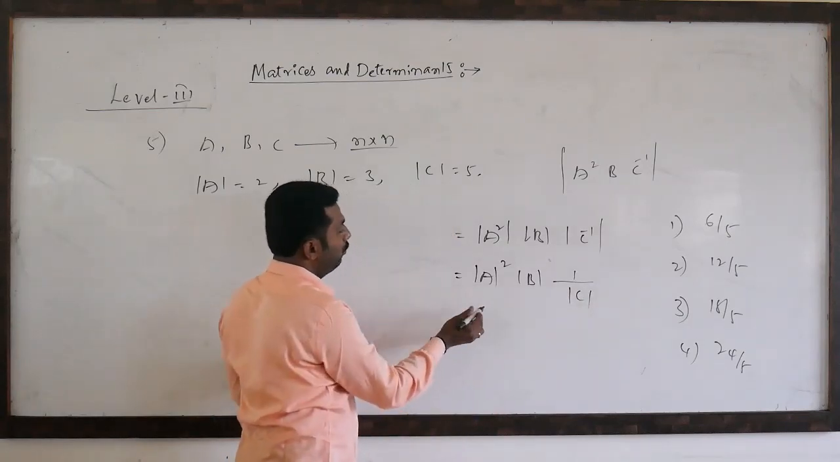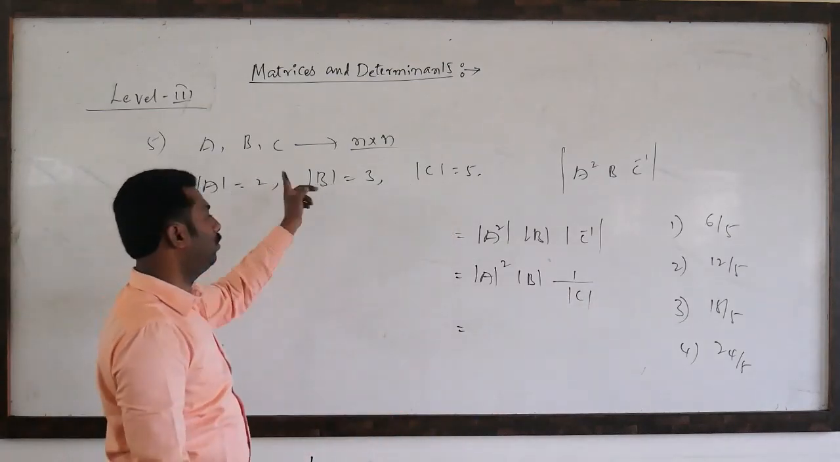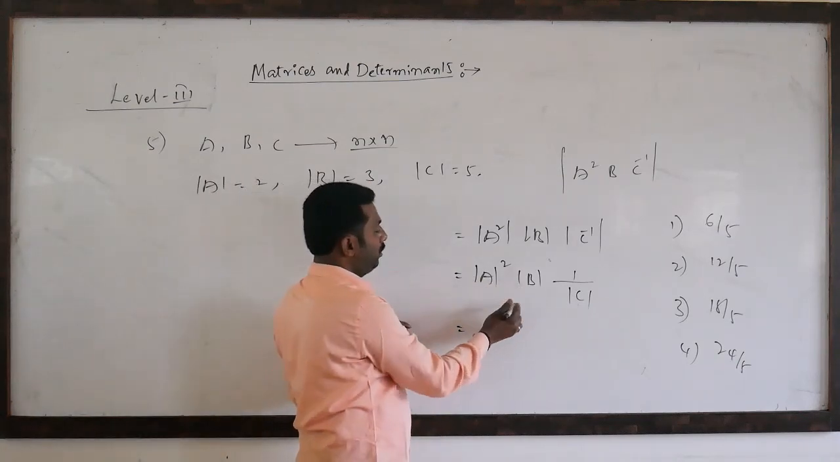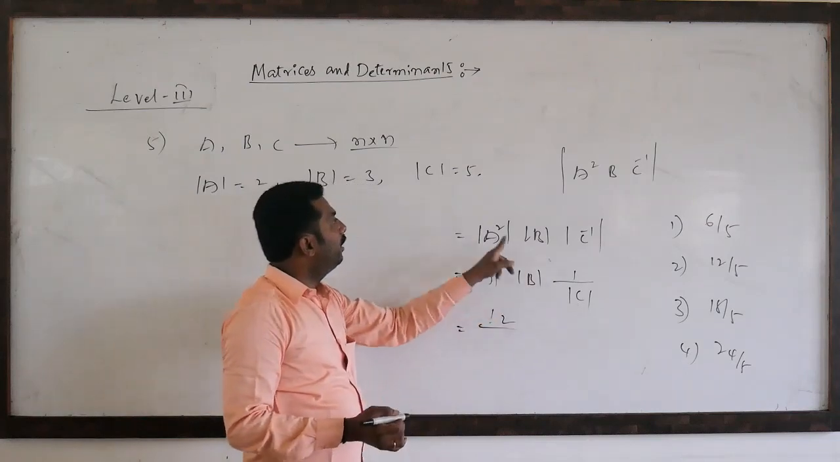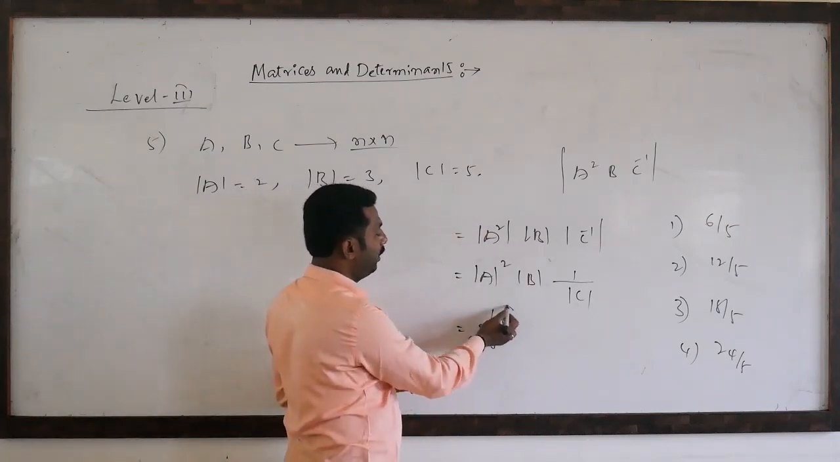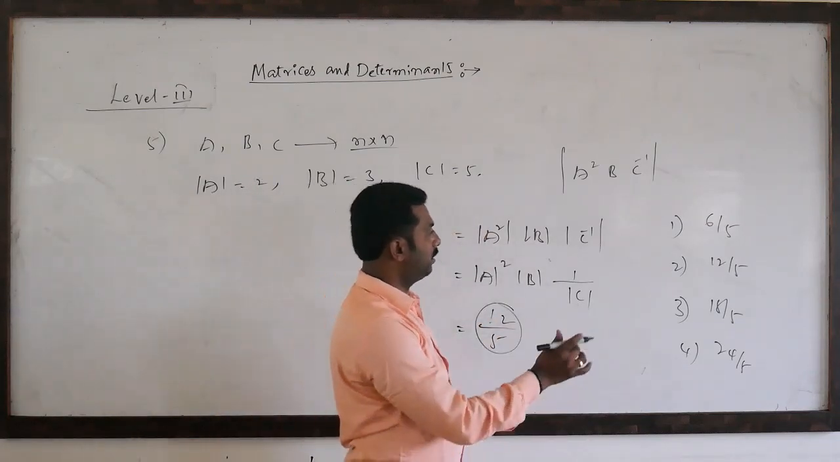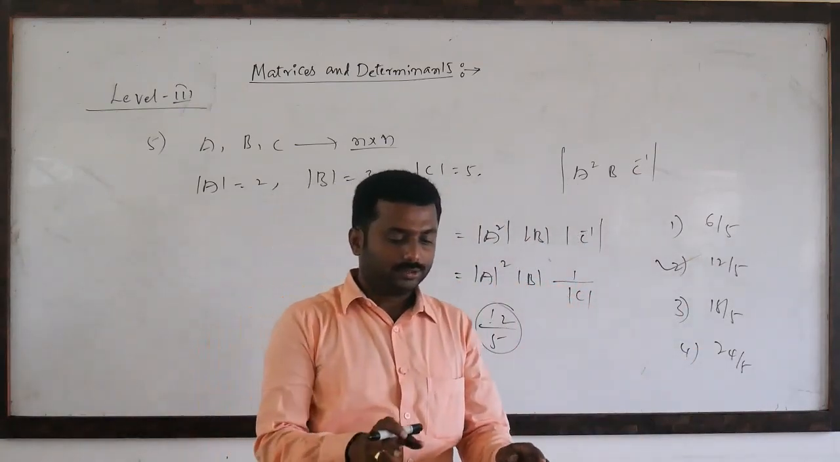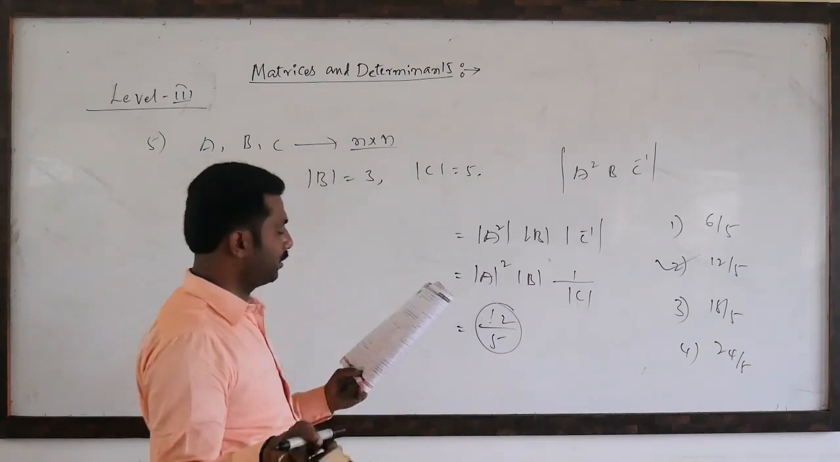So we can write (det A) whole square, det B, and determinant of C inverse is nothing but 1 divided by determinant of C. Very clear: det A means 2, whole square means 4, det B means 3, 4 into 3 is 12, divided by determinant of C, which is 5. 12 by 5 is the answer. So this is the answer. Next.